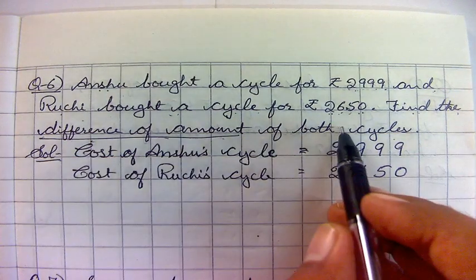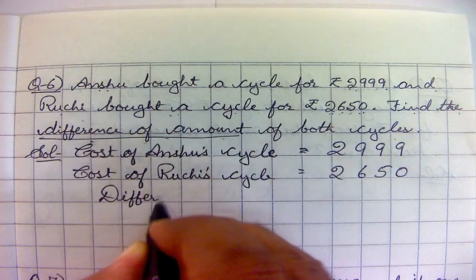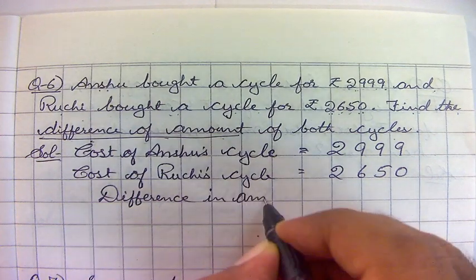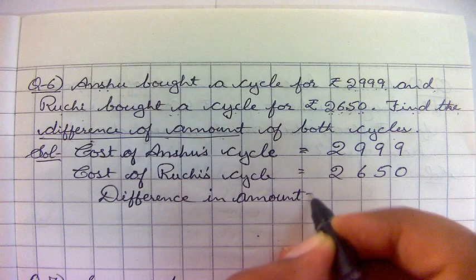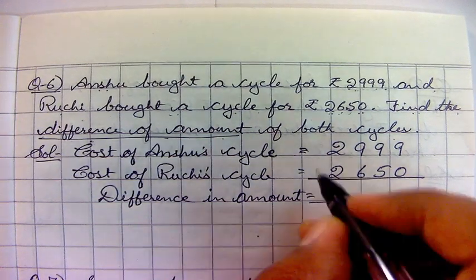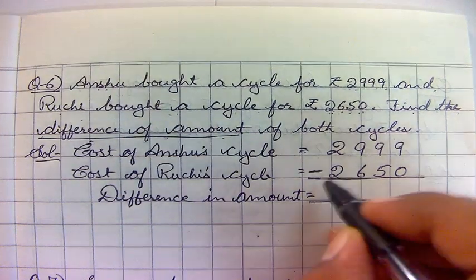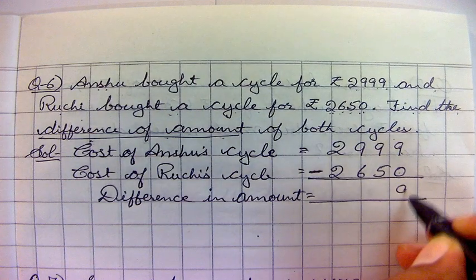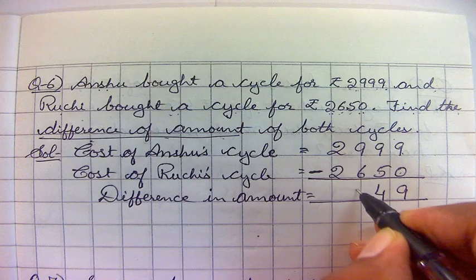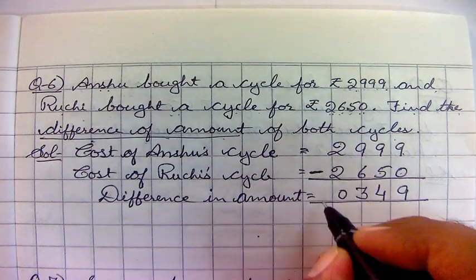You have to tell the difference of amount. So difference in amount. Now to find the difference, what you will do? क्या करोगे difference find out करने के लिए? You will subtract, minus. So 9 minus 0 gives you 9, 9 minus 5 gives you 4, 9 minus 6 gives you 3 and 2 minus 2 gives you 0.